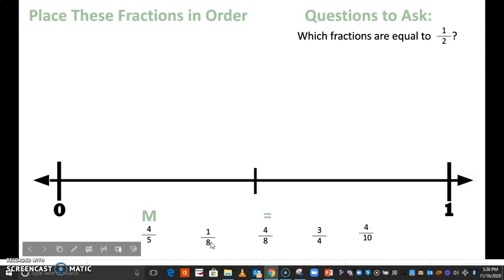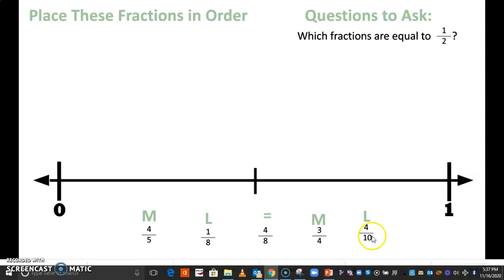How about a pizza divided into 8 slices with just 1 piece covered? Is that going to be more than a half or less than a half? Hopefully you're saying less than a half. How about my 3/4? My whole pizza divided into 4 equal pieces, 3 of them are covered up. That's going to be more than half. And 4/10. Now, the way I look at this one, guys, is I know half of 10 is 5, right? And since 4 is less than 5, this has to be less than a half.